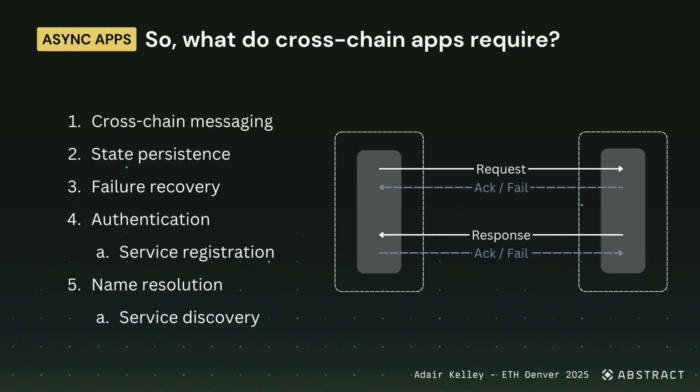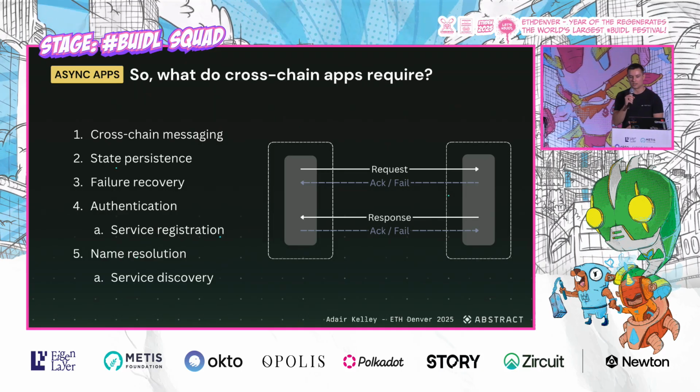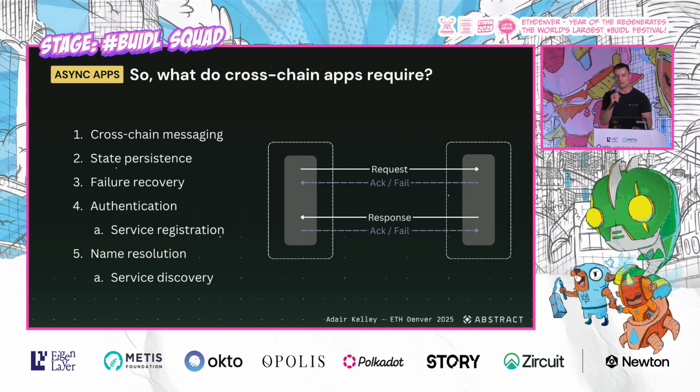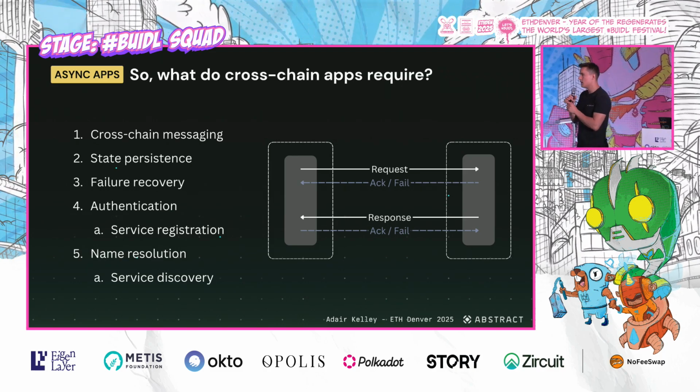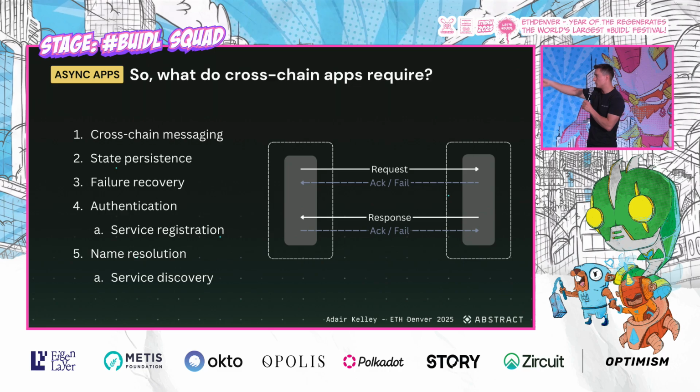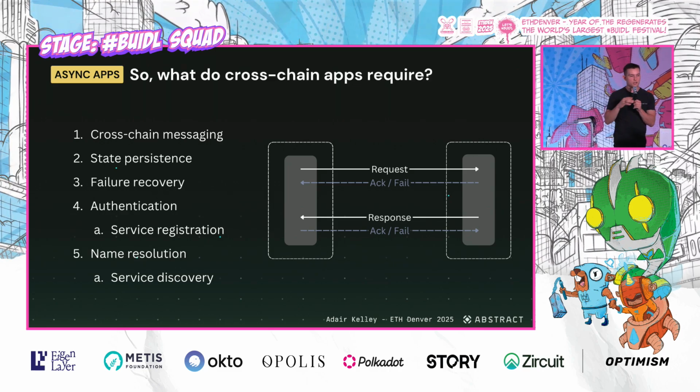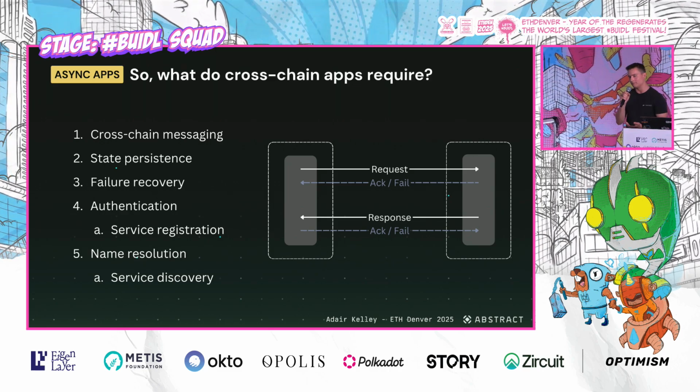Okay, and these last two are actually something that is very common in Web 2, but hasn't been implemented in Web 3, and that is authentication. So application authentication, allowing you to register different services on different chains. For example, my Vault service on Plume and my Vault service on Hyperliquid, as well as name resolution.